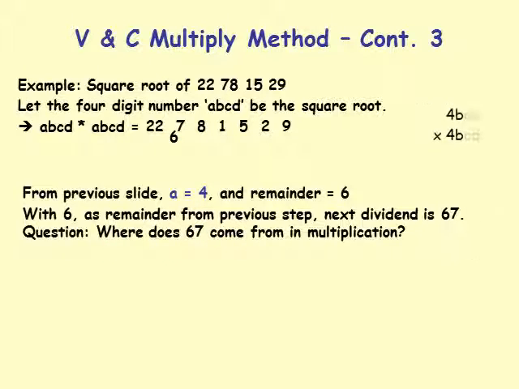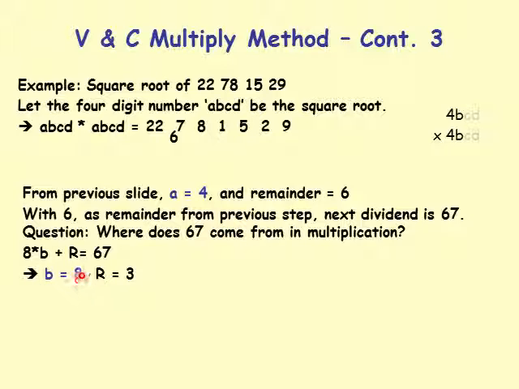Let's continue. We have this multiplication here. We got 22 from 4 times 4 plus any carry, and now we go to the next digit to the right, which comes from these two digits. We have two columns of numbers to work on. Let's see what that is. It's 4B plus 4B, which is 2 times A times B, plus any remainder from here, is 67.